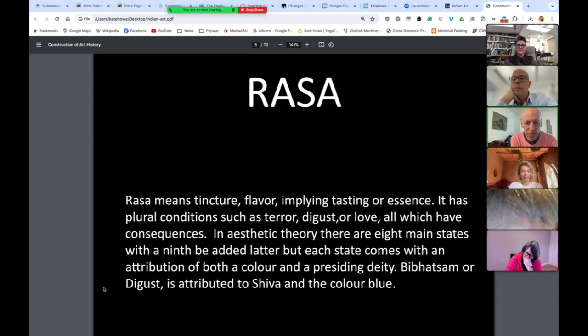One of the main features of Indian aesthetics is the concept of rasa. Rasa means tincture, flavor, implying tasting or essence. It's a plural condition such as terror, disgust, or love, all of which have consequences. In aesthetic theory, there are eight main states, with a ninth added later, but each state comes with the attribution of both color and presiding deity.